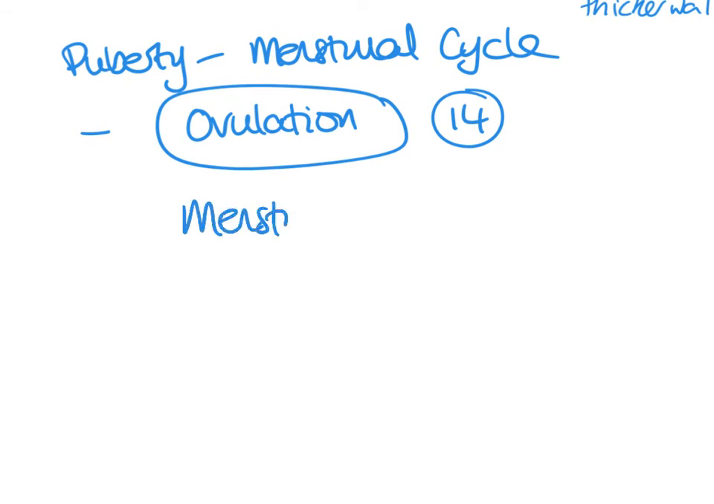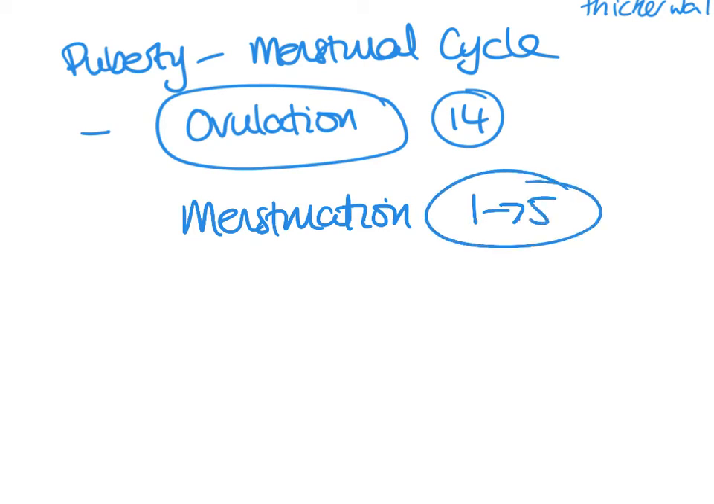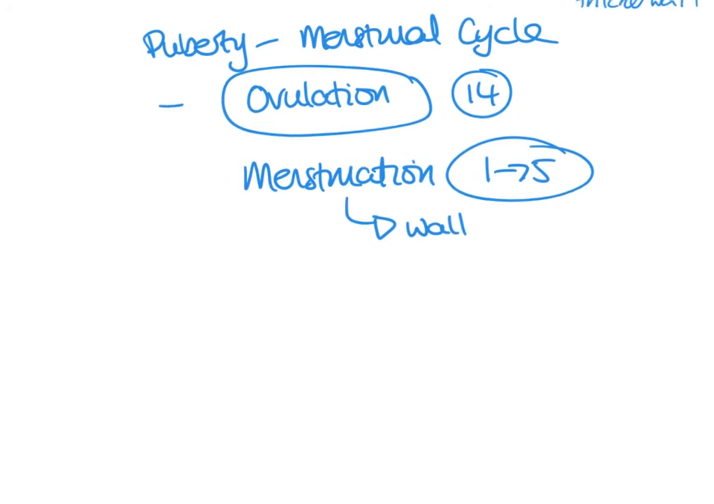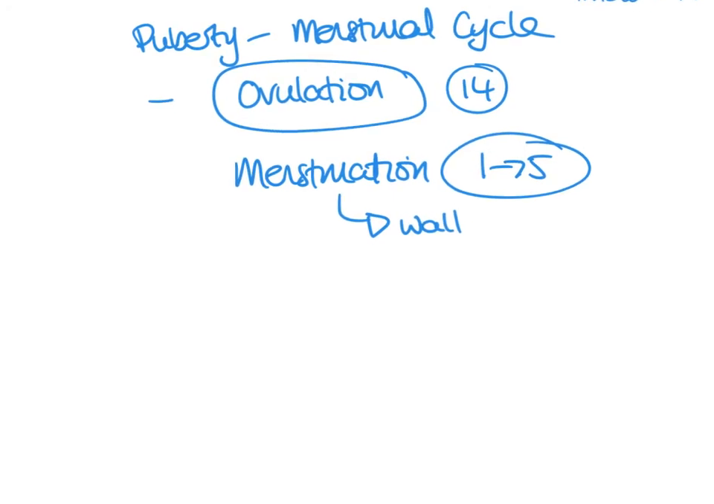Menstruation, usually days 1 to 5, but obviously it can vary. But it's at the start of the cycle. You need to know that is when the wall of the uterus breaks down, passes out of the body. And after day 5, then the wall starts to build up again.